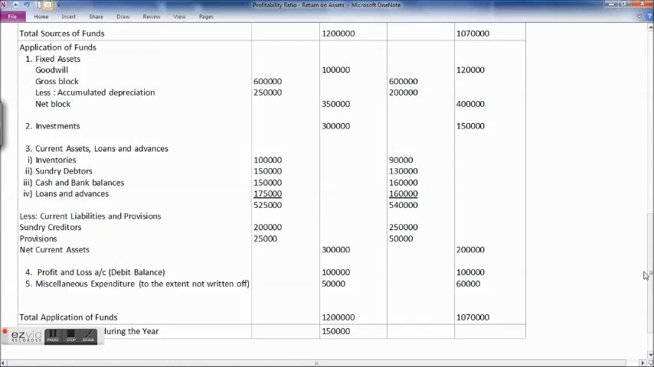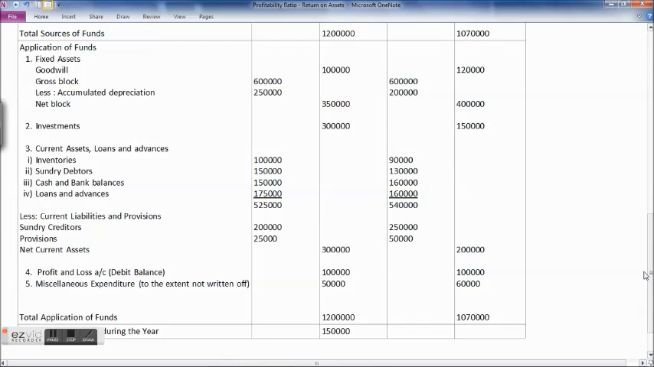So total of current assets for the current year is 5,25,000. Last year it was 5,40,000. Less current liabilities and provisions: sundry creditors 2 lakh and 2,50,000, provisions 25,000 and 50,000. So net current assets for the current year is 3 lakh. For the last year it is 2 lakh.